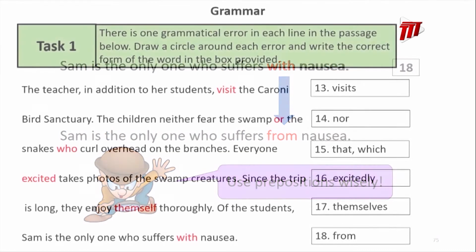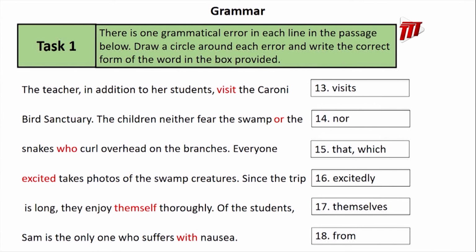All right. So we have the teacher, in addition to her students, visits the Caroni Bird Sanctuary. We circle the word visit and we write the correct word in the box provided. The children neither fear the swamp nor the snakes. So we circle or and we write nor in the box. Who curl overhead on the branches. We circle who and we write that or which. Either one would be correct.